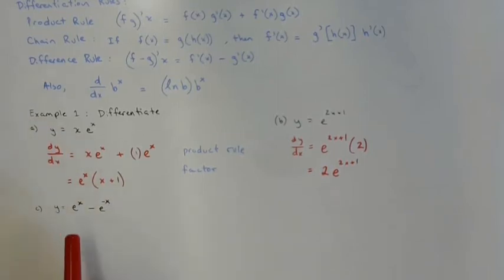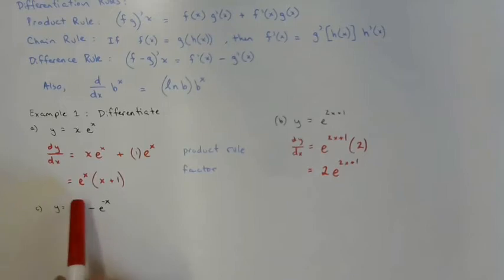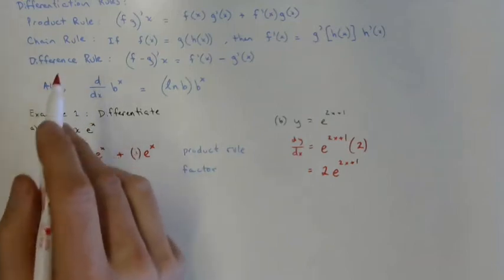All right, I see two functions, so I have a difference rule happening. The first function is really easy. It is its own derivative. And then the second function is actually a composite function. It's e to the power of x, but x is negative x. So I have a function inside a function, so I'm going to apply the chain rule there.